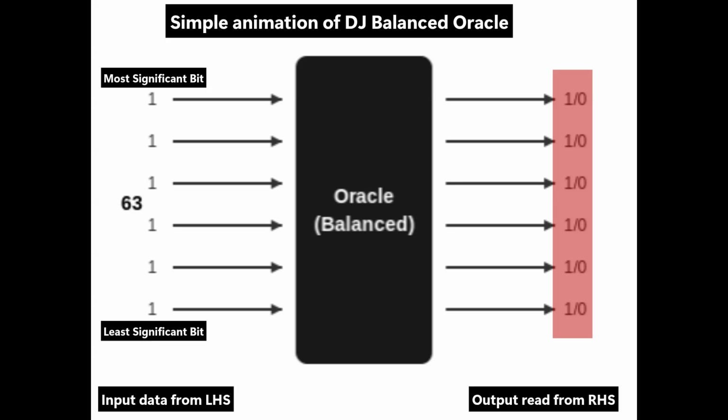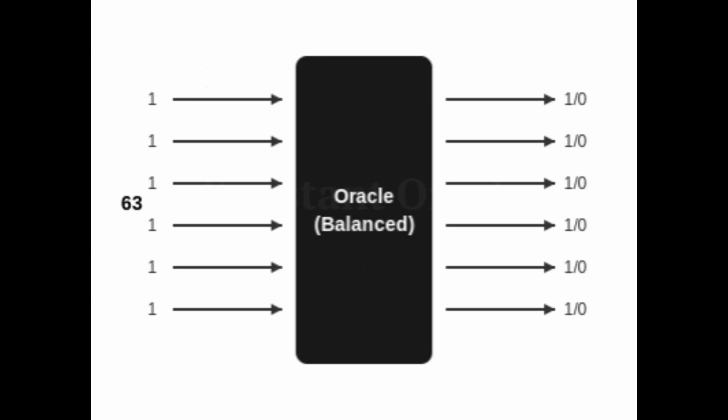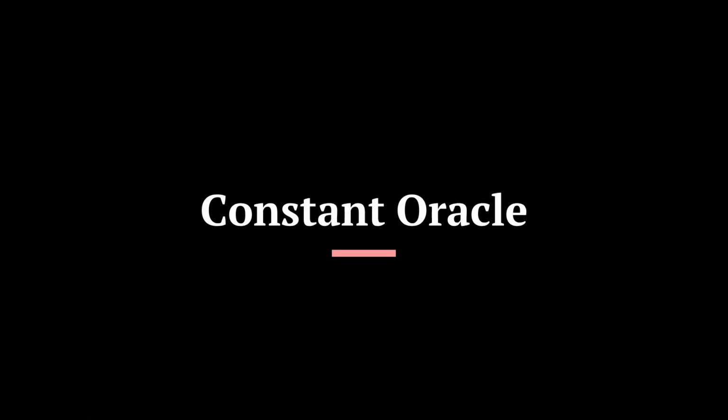And for number 64, the balanced oracle returns what it did for the number 34, as this number falls between 32 and 64, and this is the second half of the input data set we are passing on.